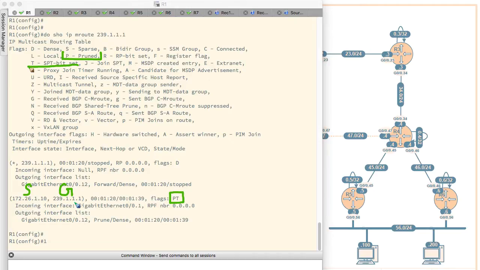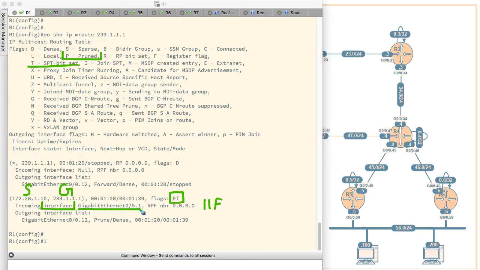Now for the incoming interface. Remember, one interface is always going to be the IIF, or the incoming interface. In this case, it makes sense. It is the interface that is connected to my source, sort of directly. It's on the same LAN.